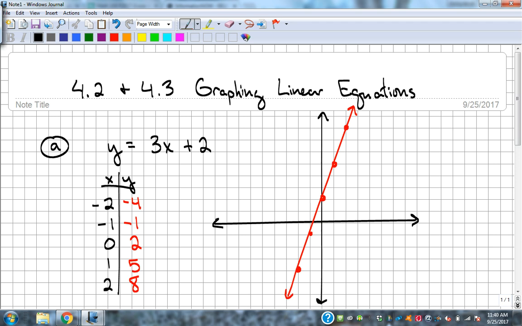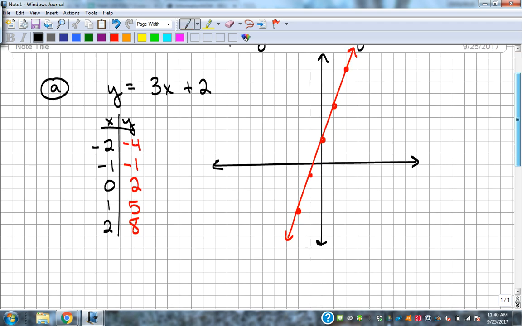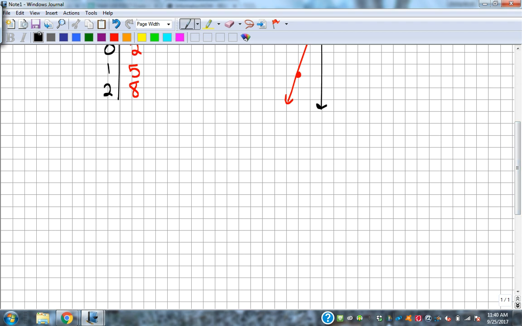Okay? Real simple ideas. Exactly what we were doing last week. We're just putting it into a linear equation. It's a line now. Here's one that's not much different. Exactly the same idea. We're going to graph this line.